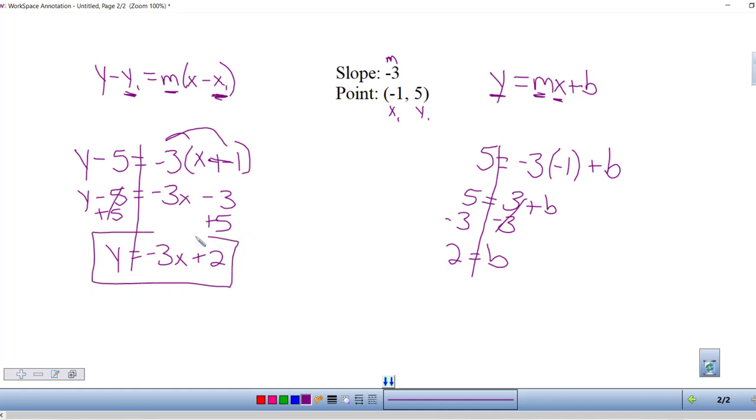So y equals -3x plus 2. Here we have one more step. Y equals, go back and look at our slope, -3x plus our b, which is 2. So again, when you guys do these problems, you do not have to do both ways. You just pick which method makes sense to you. And from now on, you just use that one method. You do not have to do both ways.